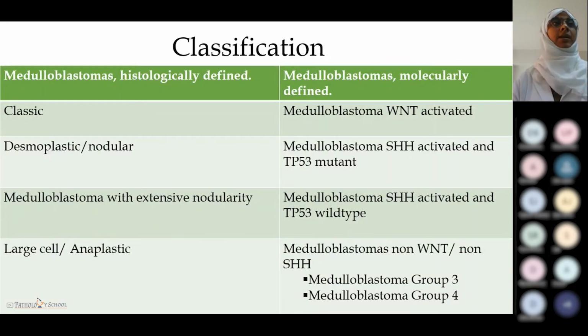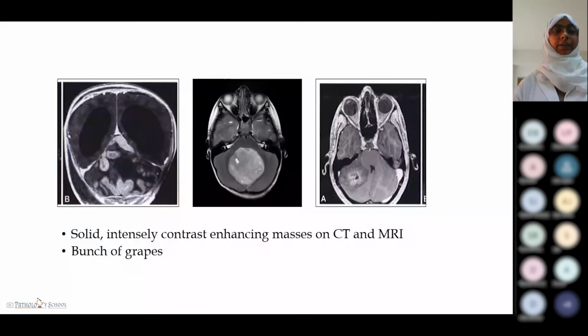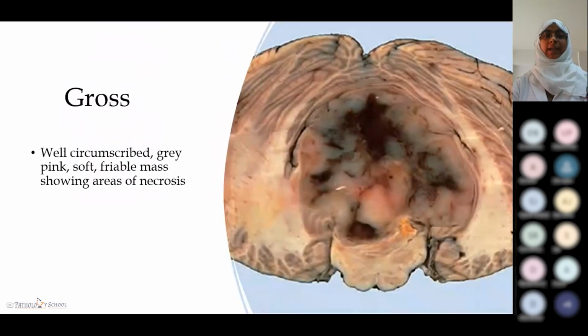Molecularly, they are defined by molecular profiling as WNT activated, SHH activated with P53 mutant, SHH activated with P53 wild type, and non-WNT and non-SHH. On radiography, they look like a solid, intense contrast-enhancing lesion, and the characteristic extensive nodularity looks like a bunch of grapes appearance. On gross findings, there are well-circumscribed, grayish, soft friable masses with areas of necrosis.